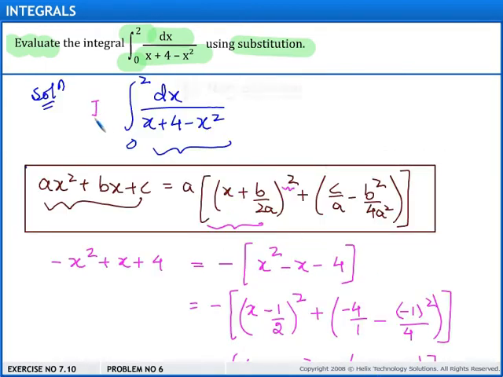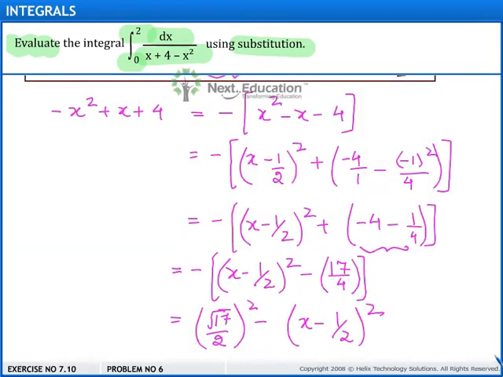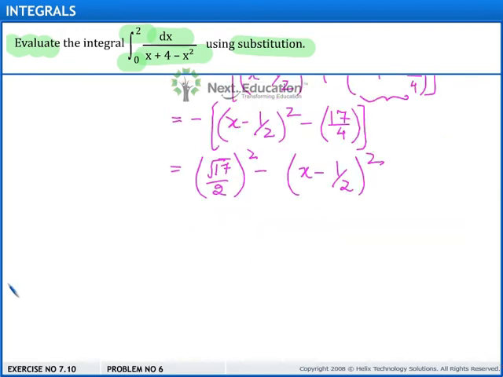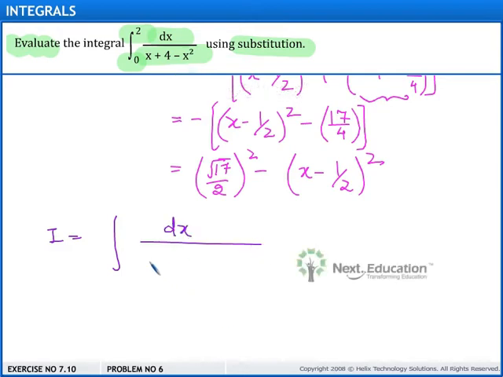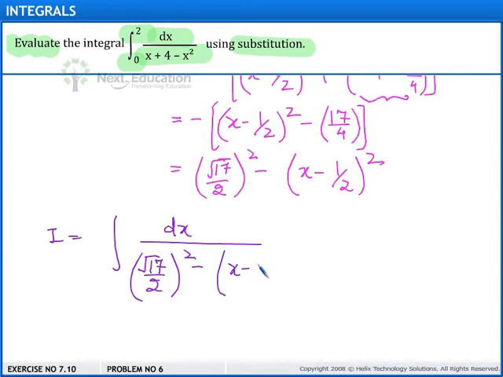Therefore, if the given integral we suppose is I, then I can be written as integral of dx upon square root of 17 upon 2 whole square minus of x minus half whole square, and this is from 0 to 2.